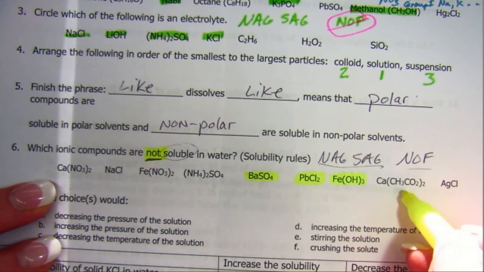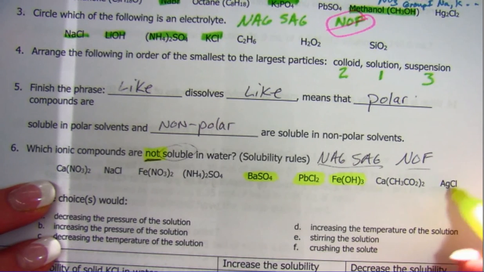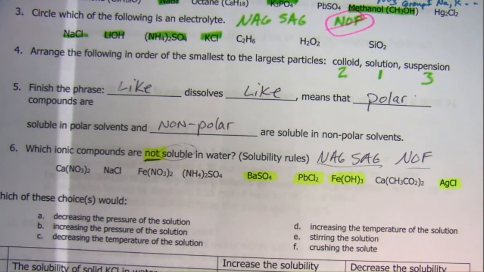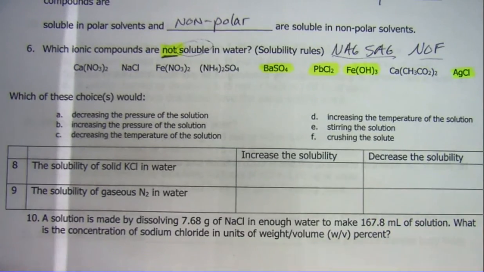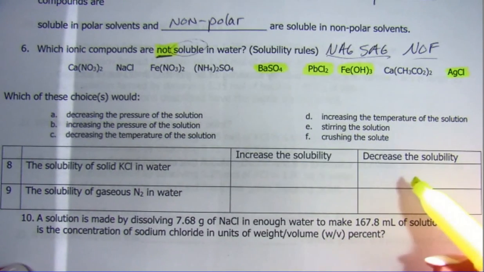This is calcium acetate. Acetate is soluble. Silver chloride. Silver is one of the PMS. It's not soluble. All right, on this next part right here, I'm just catching you up real fast. These are the choices that you can put to increase or decrease solubility.